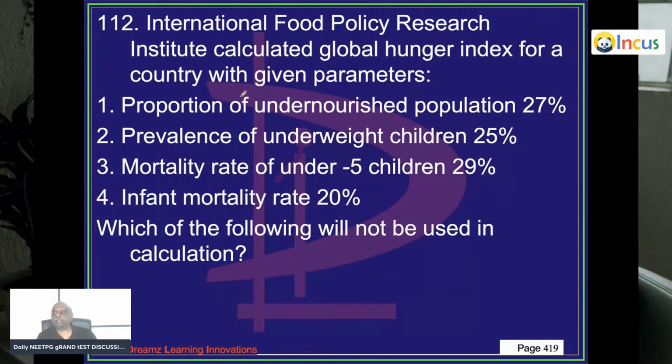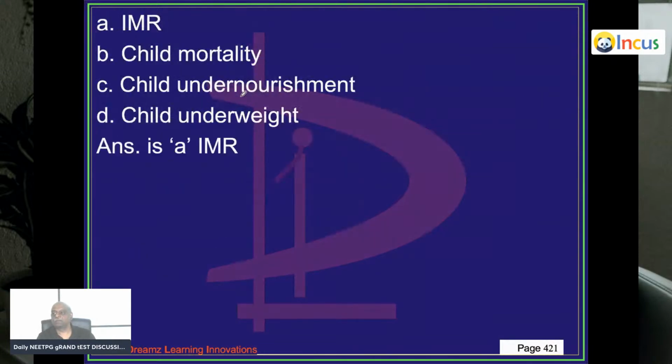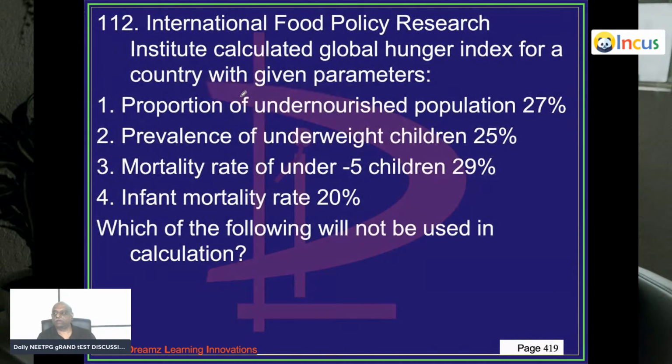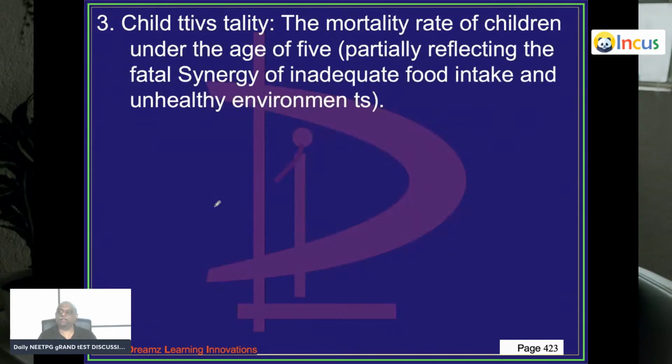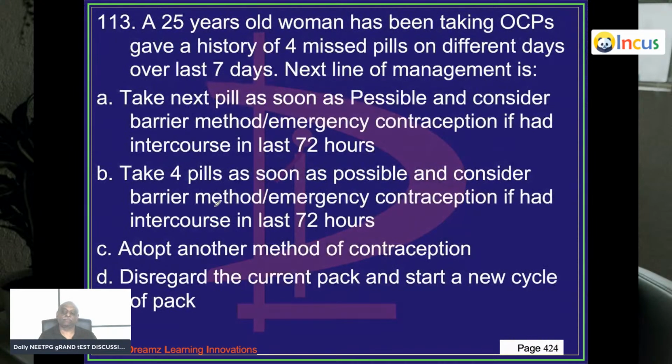International Food Policy Research Institute calculated global hunger index. So, which will not be used out of this in calculation? AMR is not included. Child mortality, child undernourishment, child underweight, they're all the part of the calculation of global hunger index. It is undernourishment, child weight, and mortality.